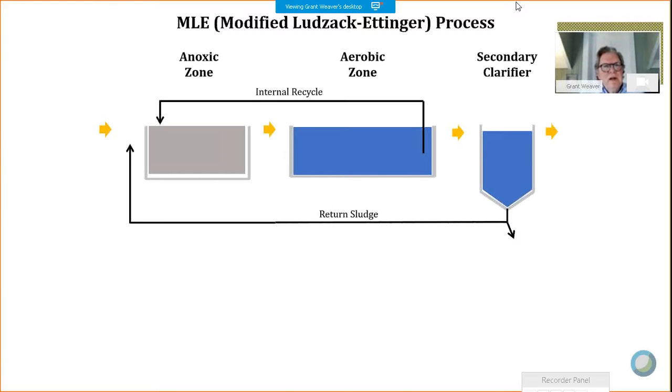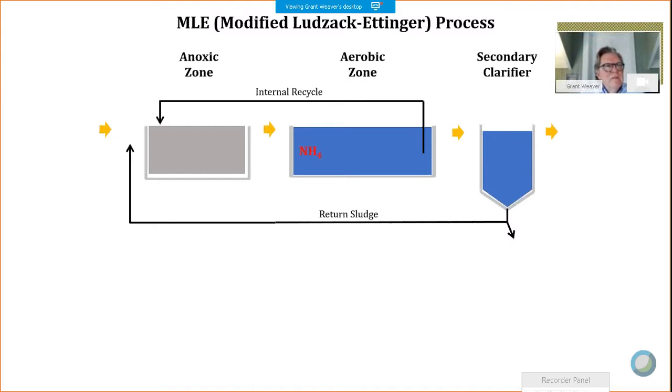So the MLE process is a process where there's a low oxygen tank that precedes the aeration tank. The raw wastewater really doesn't do anything for ammonia removal. The ammonia passes right through that grayish anoxic tank and moves into the blue tank.